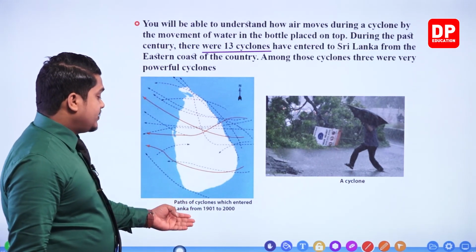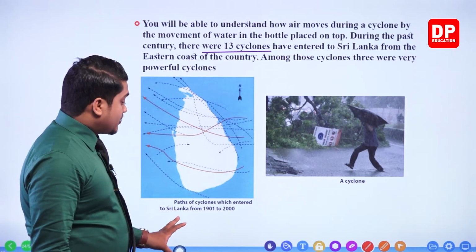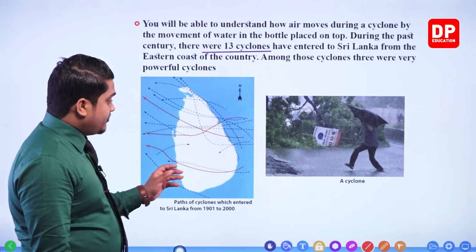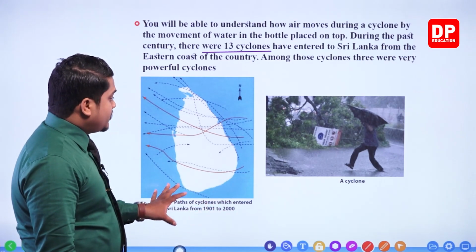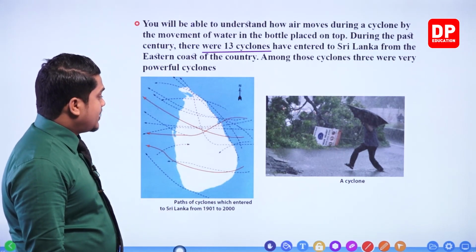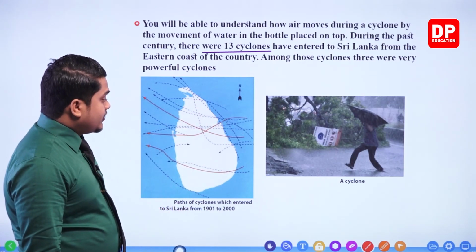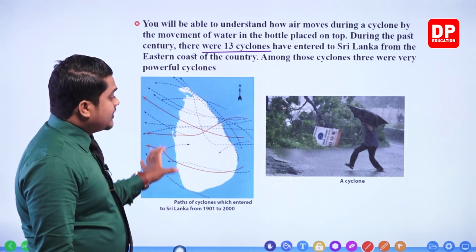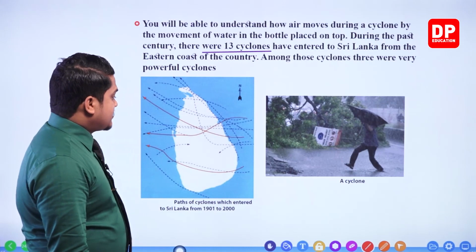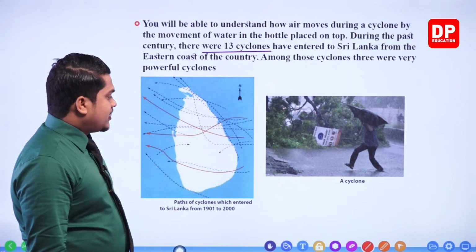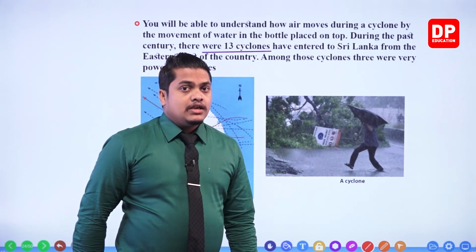Then here within this figure, you are given the paths of cyclones which entered Sri Lanka from 1901 to 2000, that means within the recent century. As you can see, by looking at the figure, you can clearly observe that cyclones have hit each and every place in our Sri Lanka, my dear children, right? It's somewhat less in the central part of the country, but most of the other parts have been hit by cyclones.